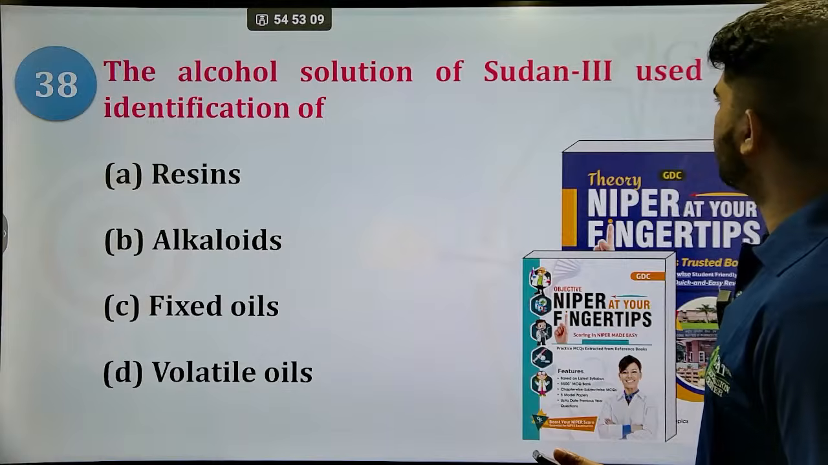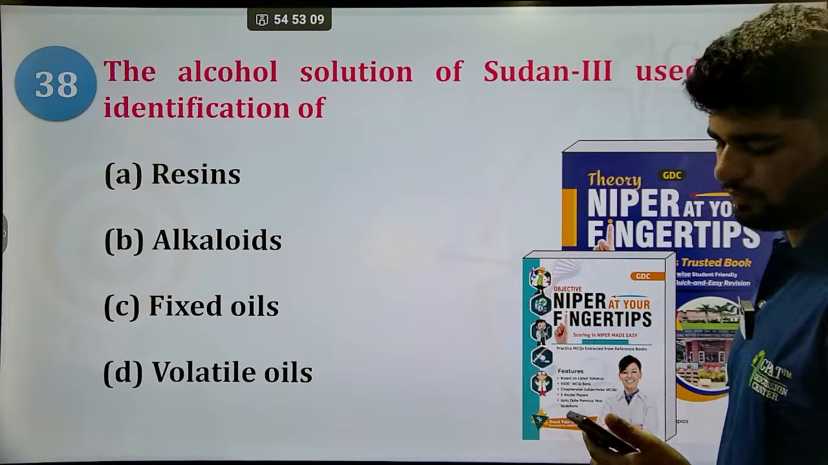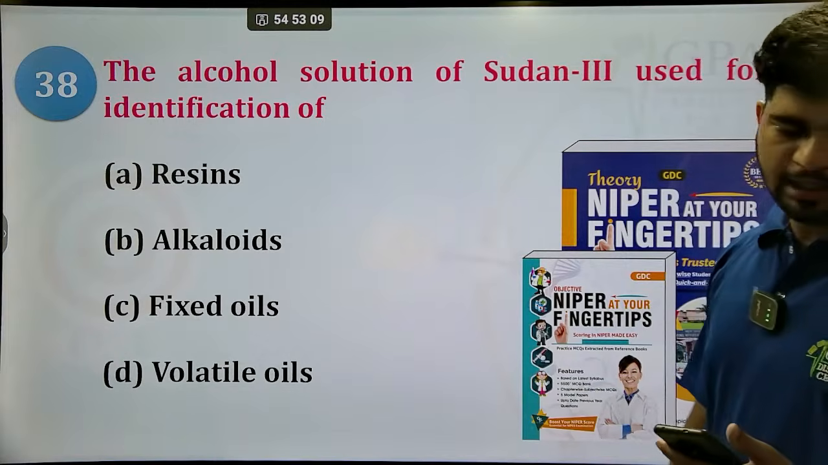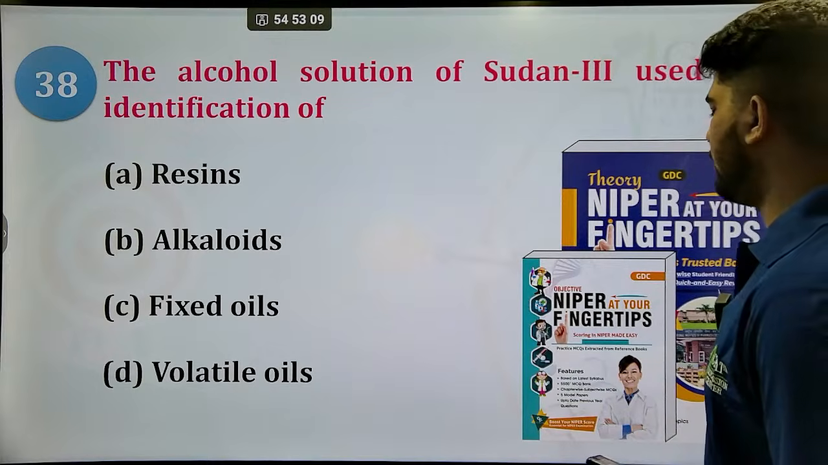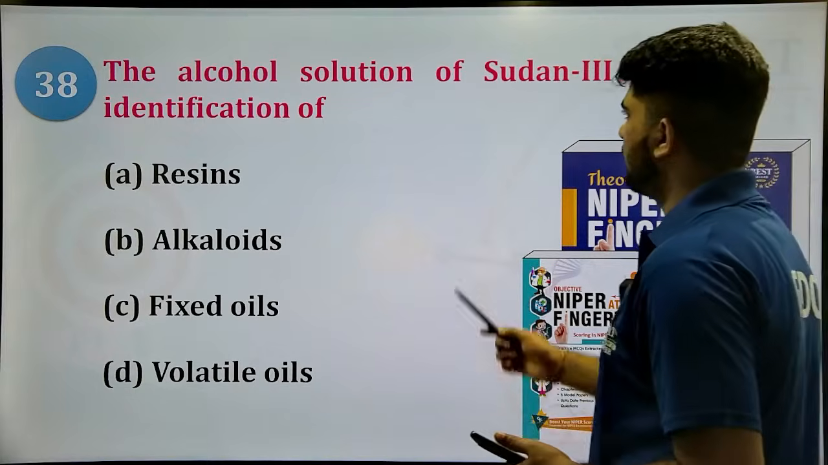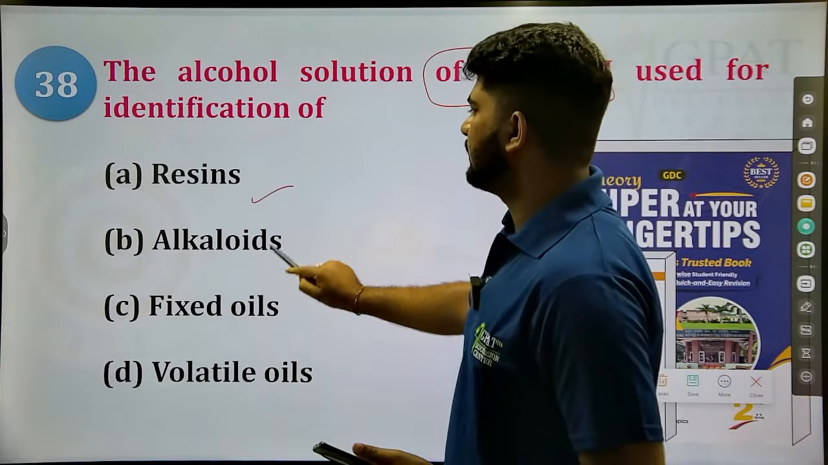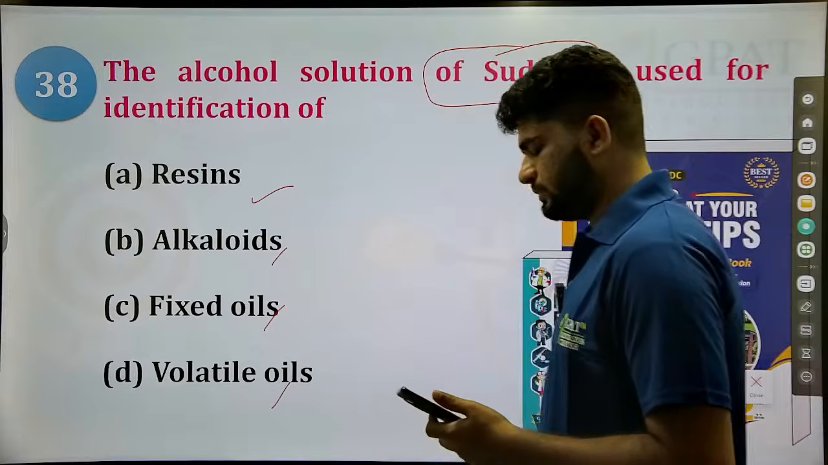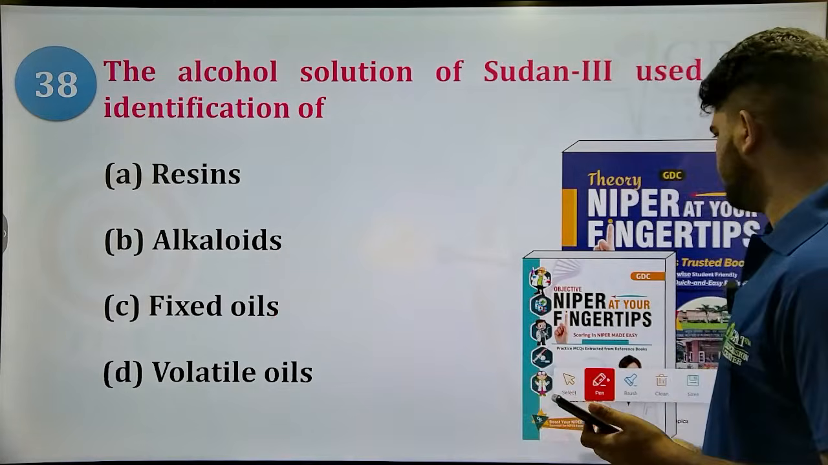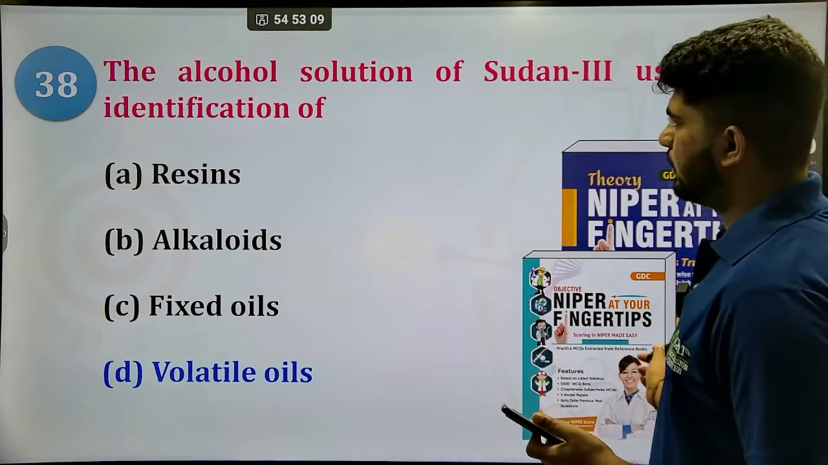The alcohol solution of Sudan III is useful for the identification of which thing? Resins, alkaloids, fixed oils, or volatile oils? Alcohol solution of Sudan III. Anyone? It is your volatile oils over here.